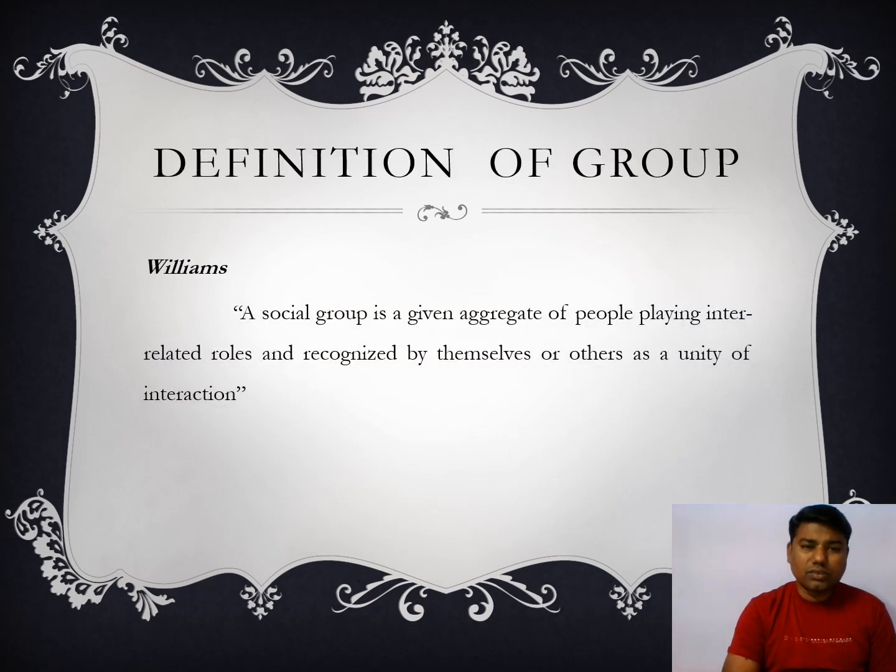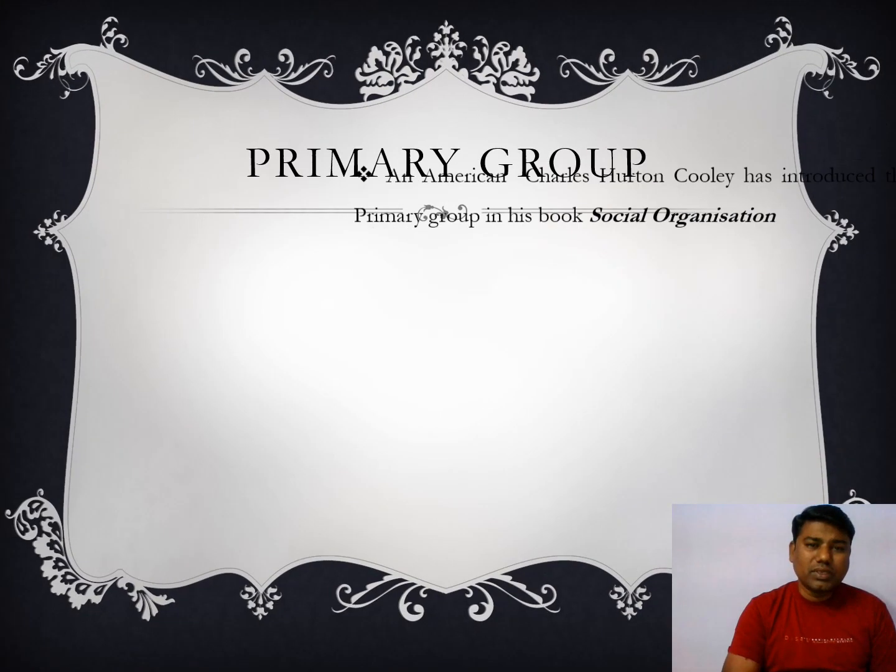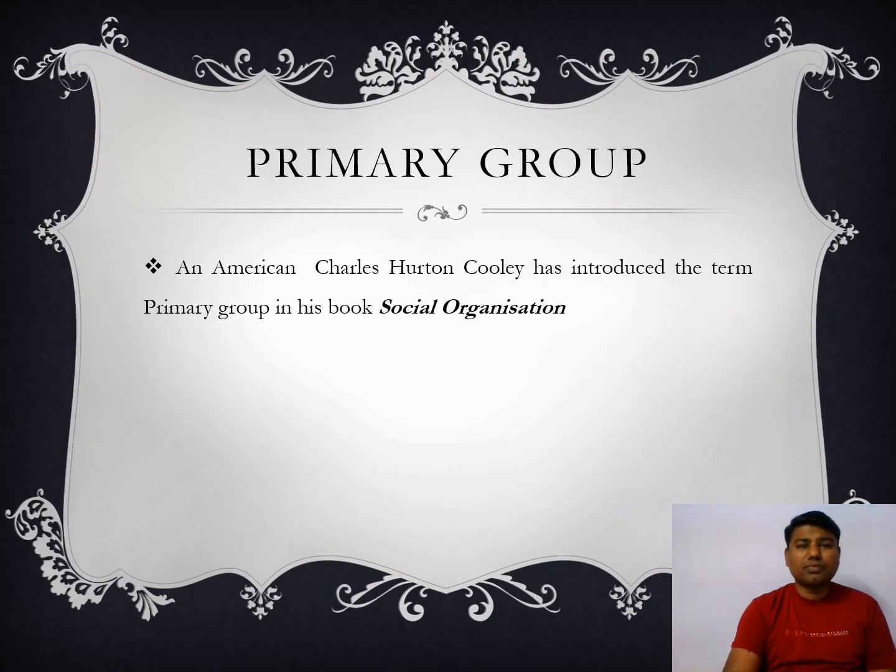Williams says a social group is a given aggregate of people playing interrelated roles and recognized by themselves or others as a unity of interaction. So I have explained these definitions of group in my previous lecture. Without wasting much time, I shall first explain primary group.